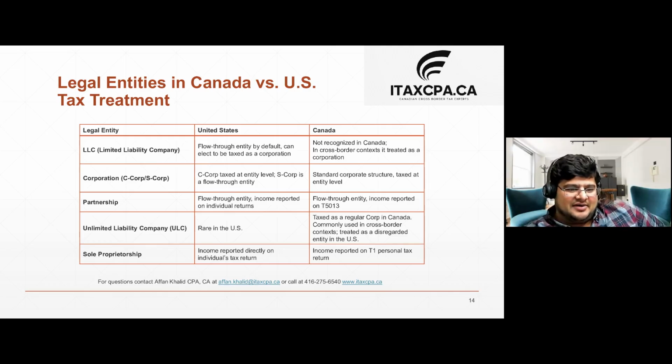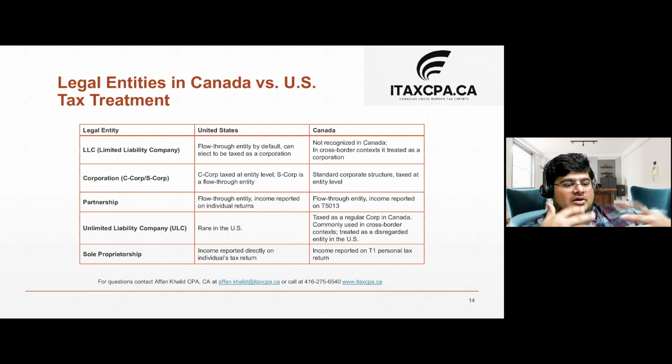So you have the LLC, which is viewed as a flow through entity by default, and the members generally pay tax on the income. It's almost viewed as a partnership if it has more than one member, or a disregarded entity if it is a single member LLC. But in Canada we don't have that concept. If it's a corporation, it's a corporation. It has to pay tax on the corporate income, and any payment out of that corporation to the shareholder will be called a dividend. So the LLC is not recognized in Canada.